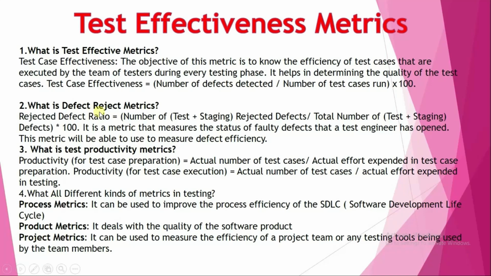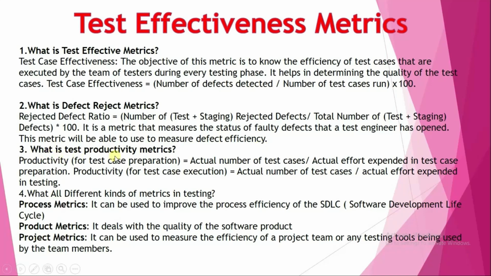So what is the defect rejection metric then? Rejected defect ratio is equal to number of test plus staging rejected defects divided by total number of test plus staging defects, into 100. It's a metric that measures the status of faulty defects that a test engineer has opened. This metric can be used to measure defect efficiency. So basically it is used to measure the efficiency of defects.